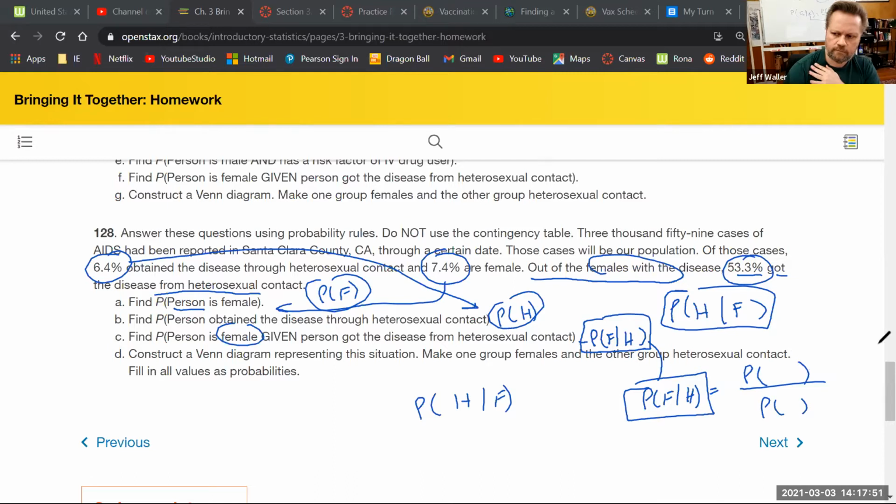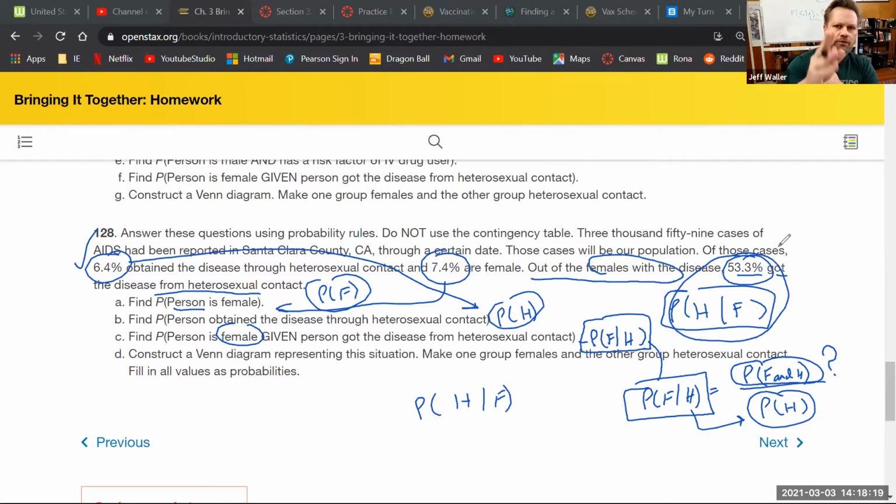Female times hetero. No. Definitely not. F and H, and on the bottom goes the given. I like it. Now, do I have this? Check. I have that. Check. Do I have this? No. But I do have this. So what did I do? What have I just done? This is what they asked me.